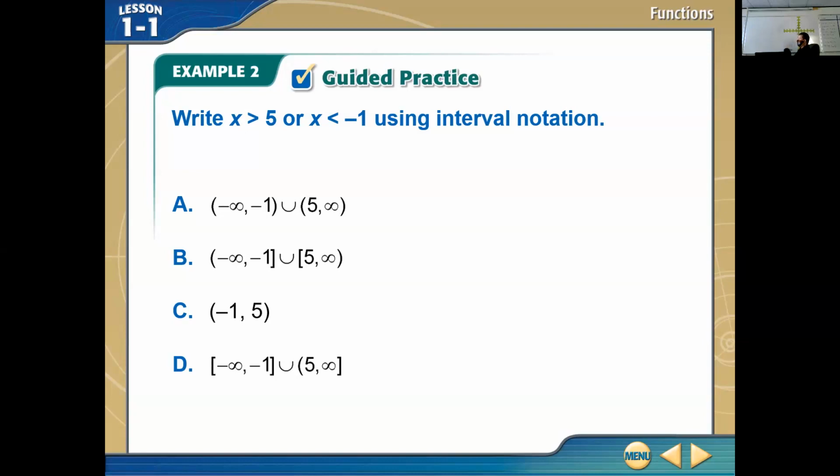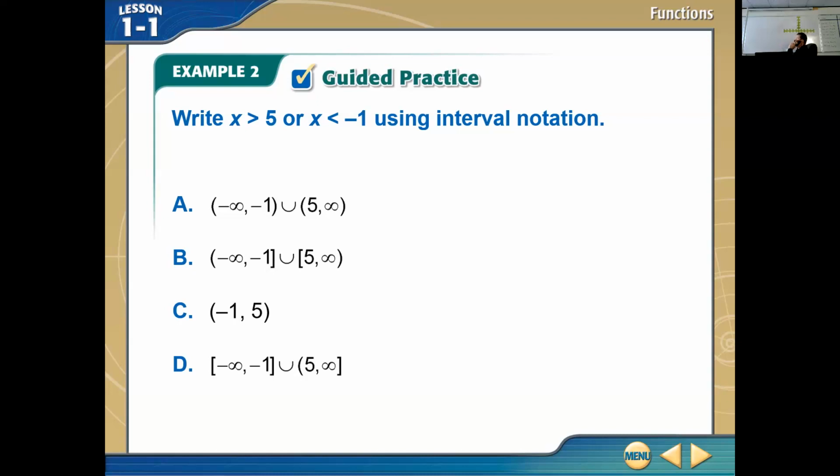But if we look at it, that doesn't really fit because one, they're using brackets when we shouldn't have any elements. We should only have parentheses in this one. Looking at C, it says -1 to 5. So that's inclusive of -1, 0, 1, 2, 3, 4, 5, which would be incorrect for both elements of our bound.